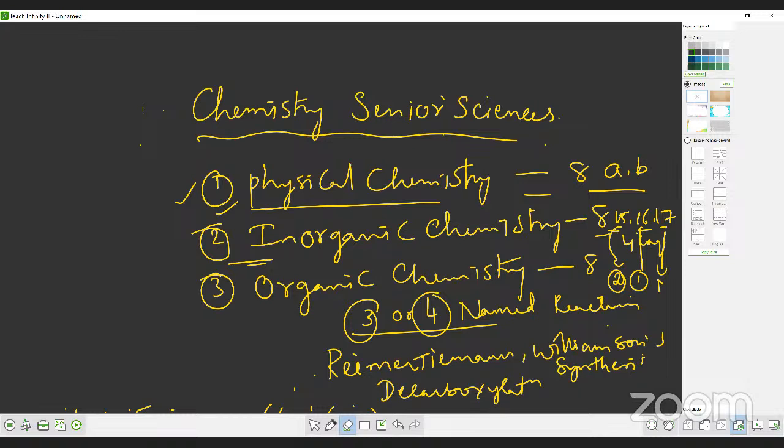If you want to copy down, you can copy down. I'll give you a few minutes. So one question from physical chemistry, one from inorganic chemistry, one from organic chemistry. Physical chemistry, no direct LAQ, 2 bits you will get. If you write 2 bits, then only you'll get 8 marks. Inorganic chemistry, you'll get direct LAQs from 15, 16, 17, and from organic chemistry, you'll get name reactions, either 3 or 4 name reactions.